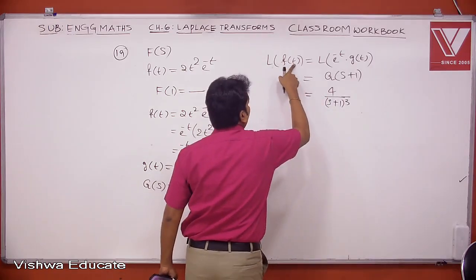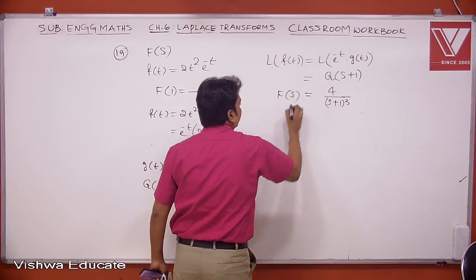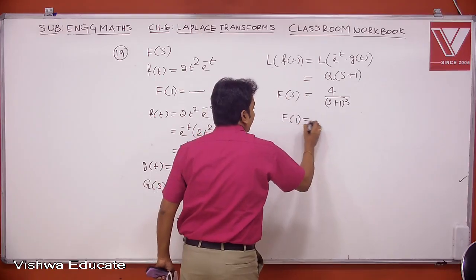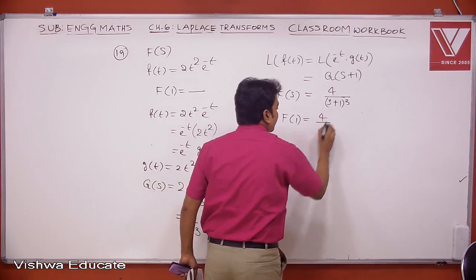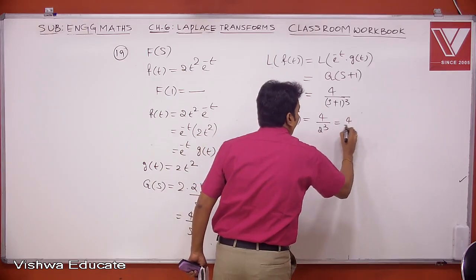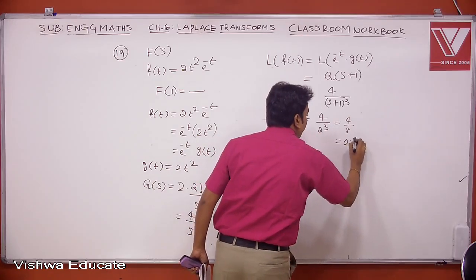So this Laplace of f of t is capital F of s. So therefore F of 1 is required. 4 divided by (1 plus 1) whole cube, 2 cube. So 4 by 8. Therefore this is 0.5.